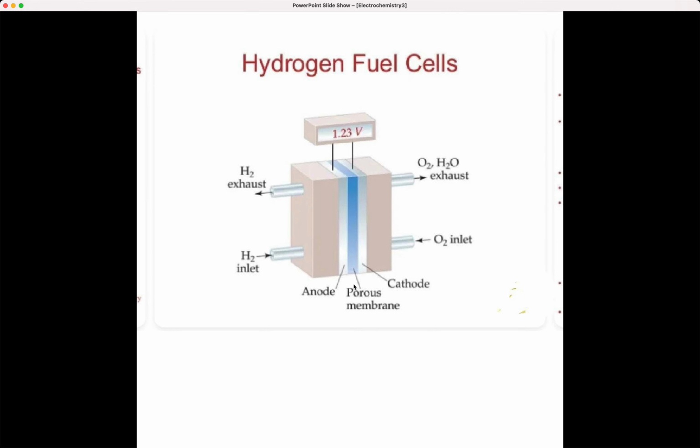And hydrogen fuel cells, you can see here, and the setup for that: here we have got the anode, and in between the porous membrane with the cathode, and oxygen inlet and hydrogen inlet, and here the exhaust of water and oxygen, and hydrogen exhaust over here.